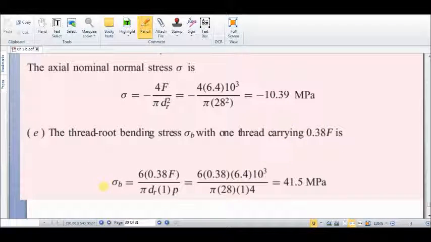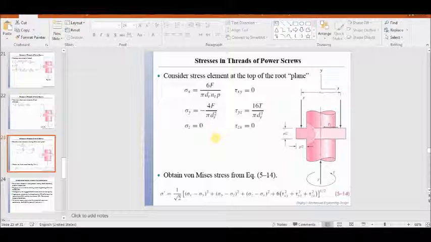Now, next I want to find the bending stress at the root of the thread, the first thread, because as I told you, the first thread is the most critical location. At the root of the first thread, again the diameter is the minor diameter dr, and let me refer to the equation that we had. Okay, nt.